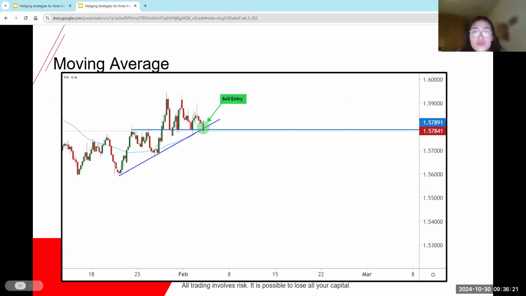Okay, starting off with our moving averages. So you can see in this example, prices are moving in this ascending trend line. They're also moving above this blue line, which is our moving average. And we're going in for a sell entry because we're expecting prices, or you can kind of see prices breaking out of that ascending trend line and also breaking below this support level.